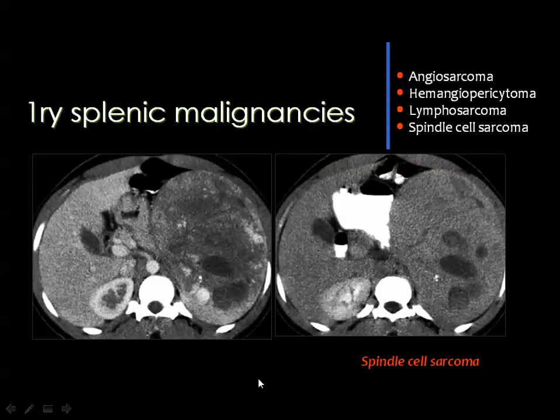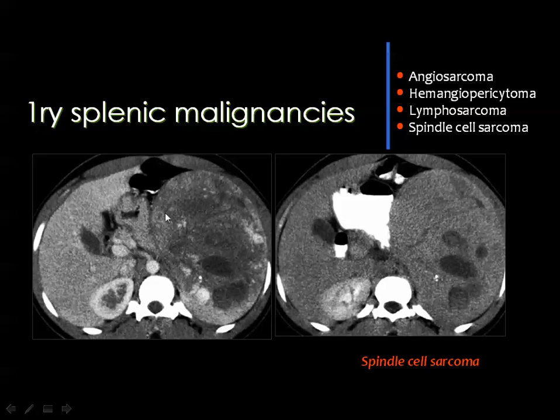But we used to diagnose solid masses in the spleen as lymphoma until proved otherwise, because lymphoma is far more common compared to other solid lesions in the spleen. Other primary splenic malignancies may include angiosarcoma, hemangiopericytoma, lymphosarcoma, and spindle cell sarcoma. And this is an example of a spindle cell sarcoma of the spleen.